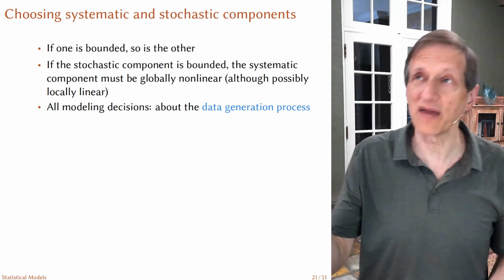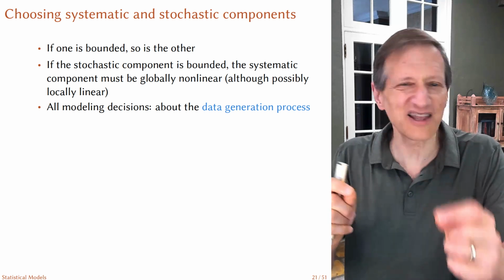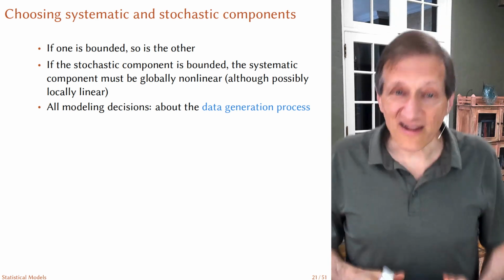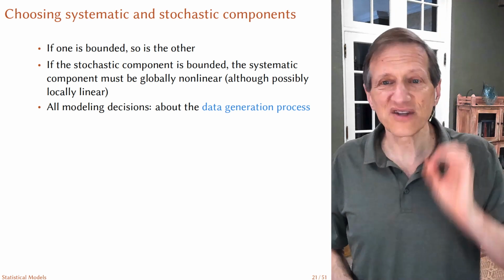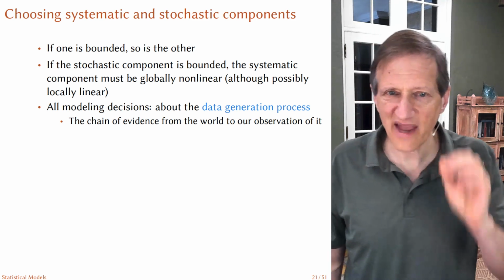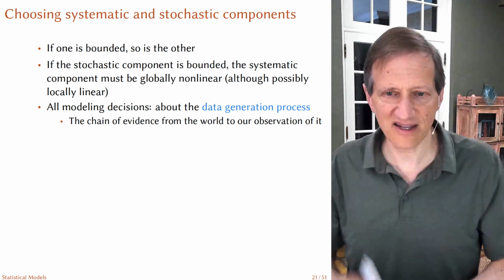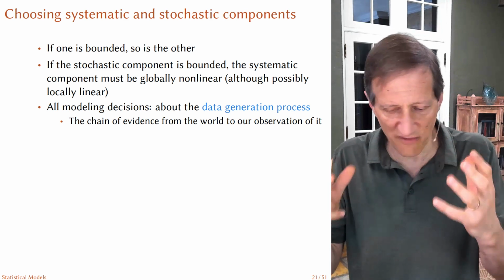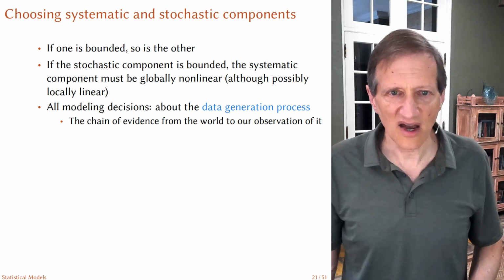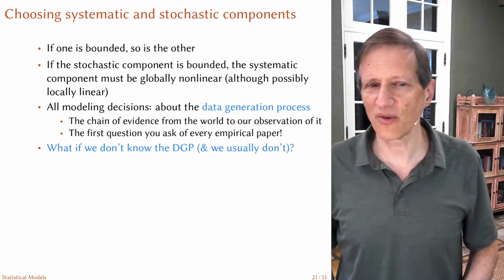So we'll have to figure out what matters and what's useful. Sorry, those are the same thing. We have to figure out what's useful and matters and what's more likely to be correct and which one we want to choose. So all modeling decisions, we have to remember, are about the data generation process. When you pay attention to a new paper, you pay attention to the chain of evidence from the world to the data in the paper. If you're studying a new subject, it's how the data got there. Pretty much everything determines that. It's the first question you ask of every empirical paper.